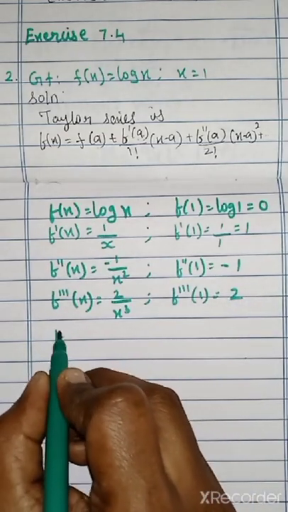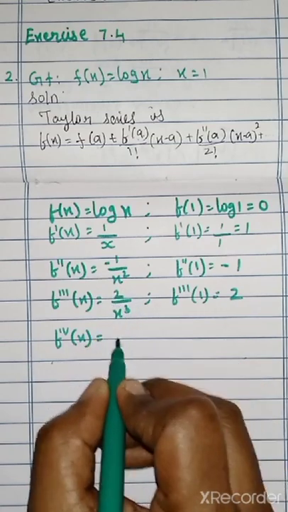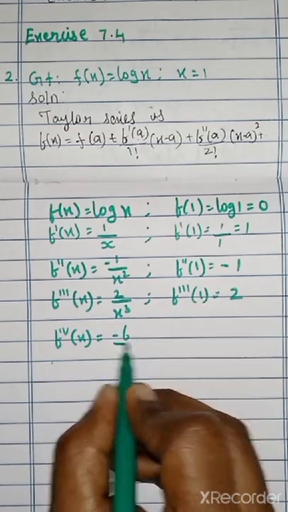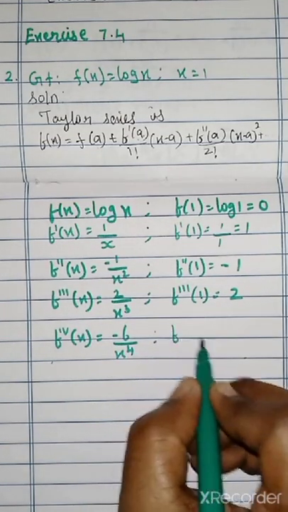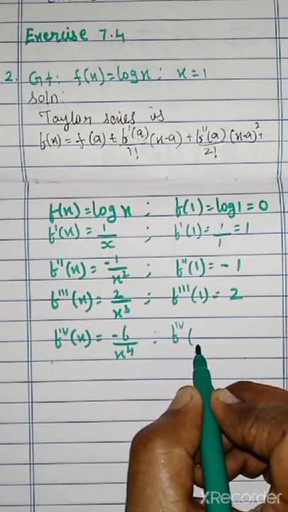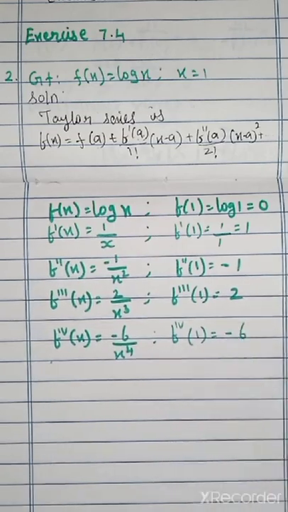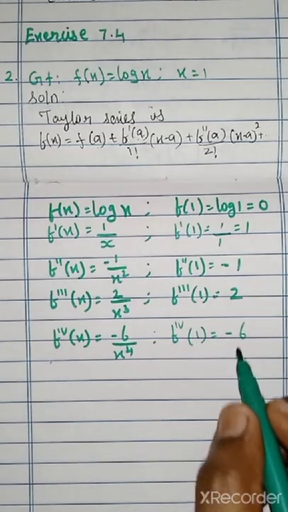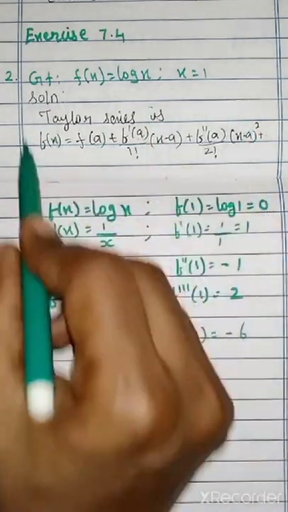Next, f fourth dash of x. So this 3 will go up in the minus sign. So minus 3 twos are 6 by x power 4 is the differentiation. So f fourth dash of 1, correct? f fourth dash of 1 is equal to minus 6. Now this is enough. So all those things we are going to substitute in the Taylor series.